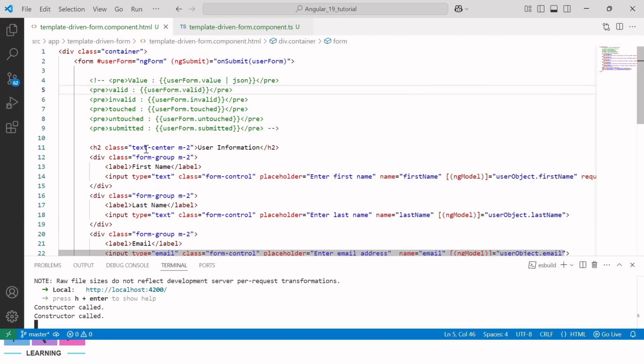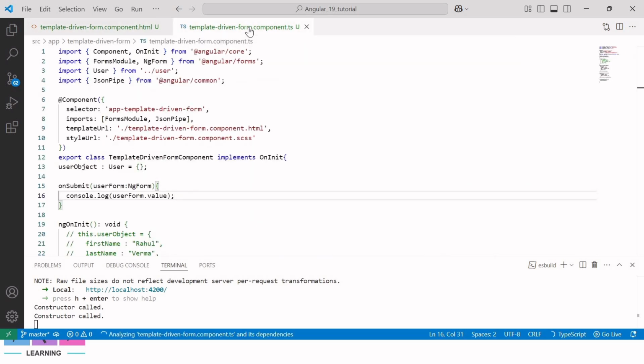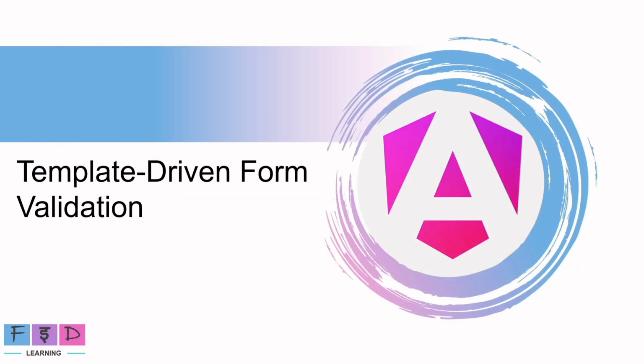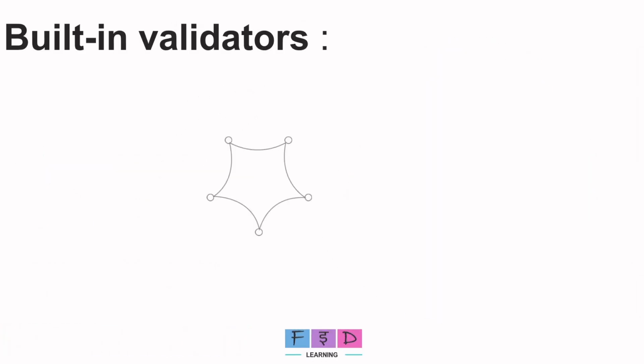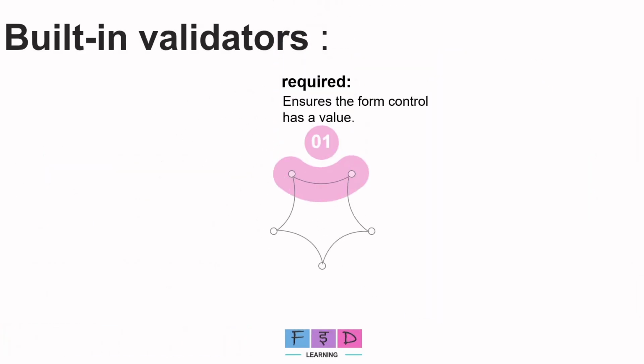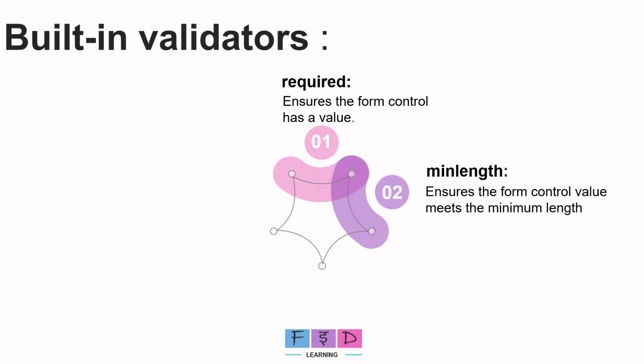So let's start. We have created a simple user form. This is our template file and this is our class file for the user information form. Now let's try to validate this form using built-in validators. There are 5 built-in validators in template-driven forms. First is required. It ensures the form control has a value, and if the control is empty, the form will be invalid. Next is minlength. It ensures the form control value meets the minimum length, and if the value is shorter than the specified length, then the form will be considered invalid.